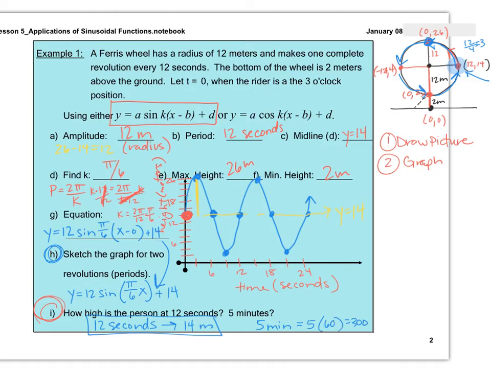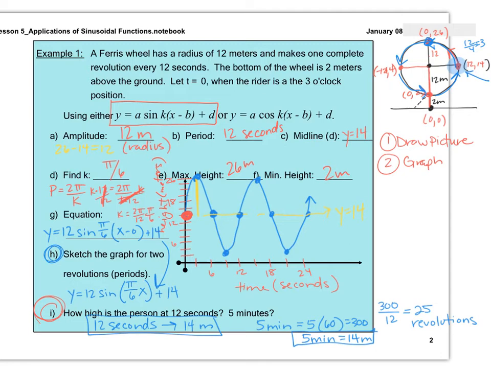Let's figure out how many revolutions that is. So 300 divided by every 12 seconds, that is 25. That means we're going to go exactly 25 revolutions in 5 minutes, and so we'll be back to the exact starting point. So at 5 minutes, our height will also be 14 meters. We'll be right back where we started.